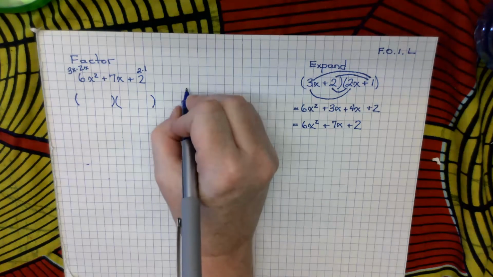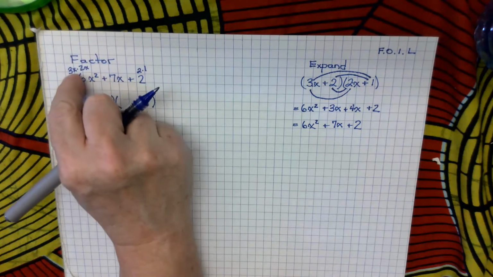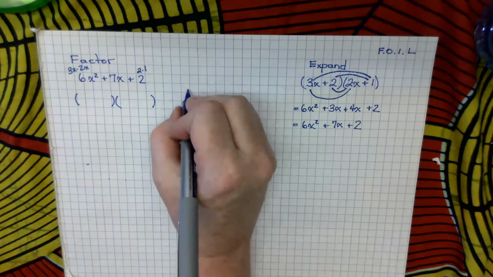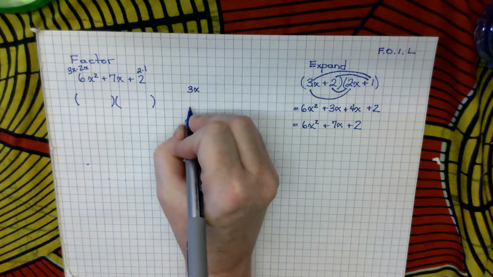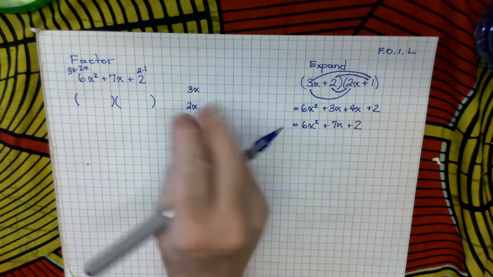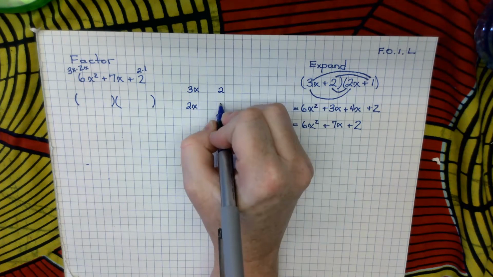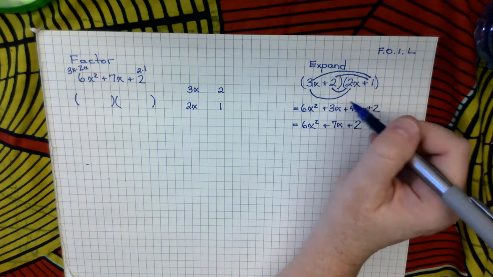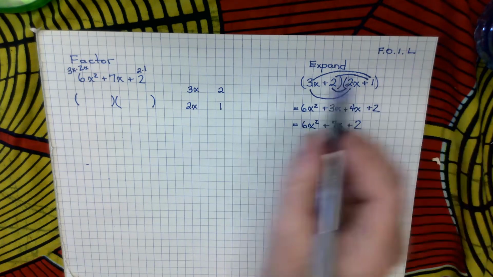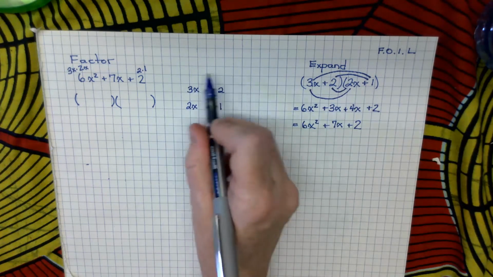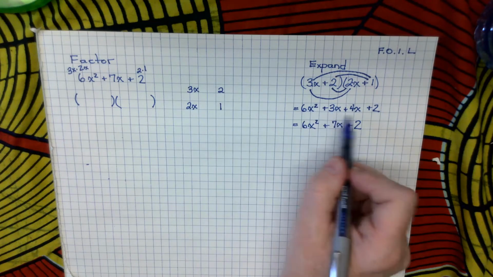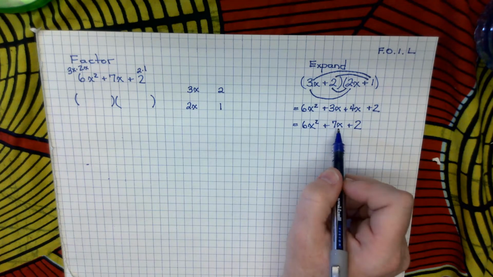So like I said, I'm going to use the crisscross method. So I'm going to take the 3x and the 2x, and I'm going to write 3x and 2x. And then I'm going to take the 2 and the 1, and I'm going to write 2 and 1. And when I expand, everything is multiplication. So that's what I'm going to be doing here. I'm going to be multiplying to see if I can get these numbers that add up to 7, okay?